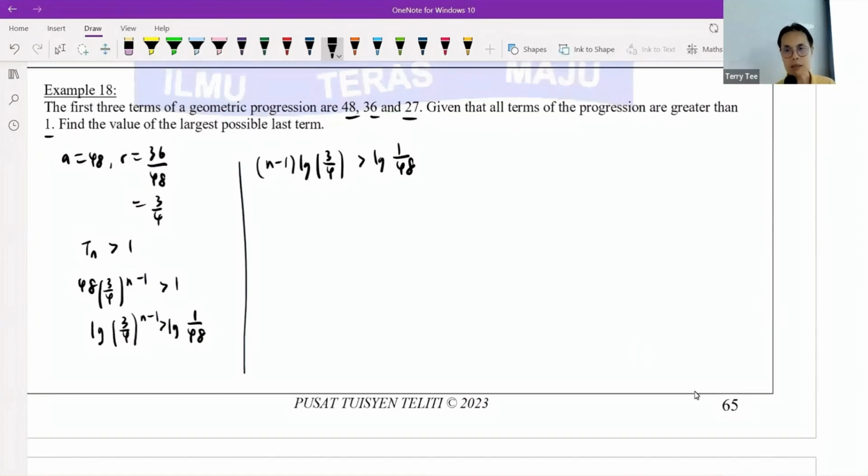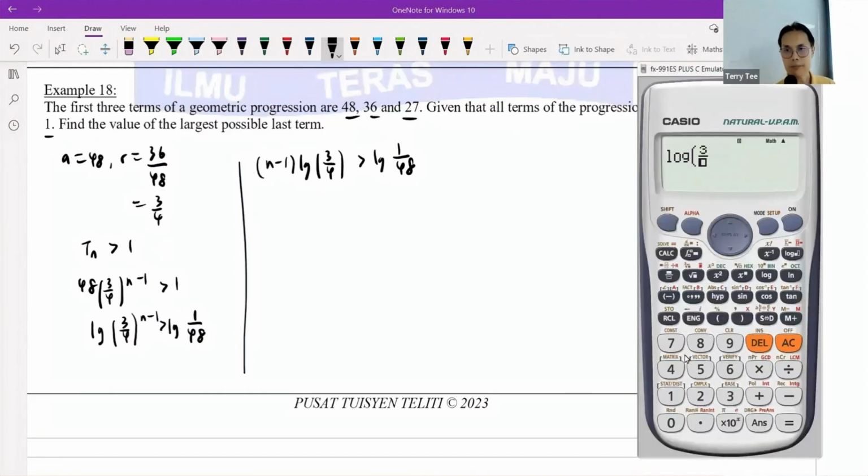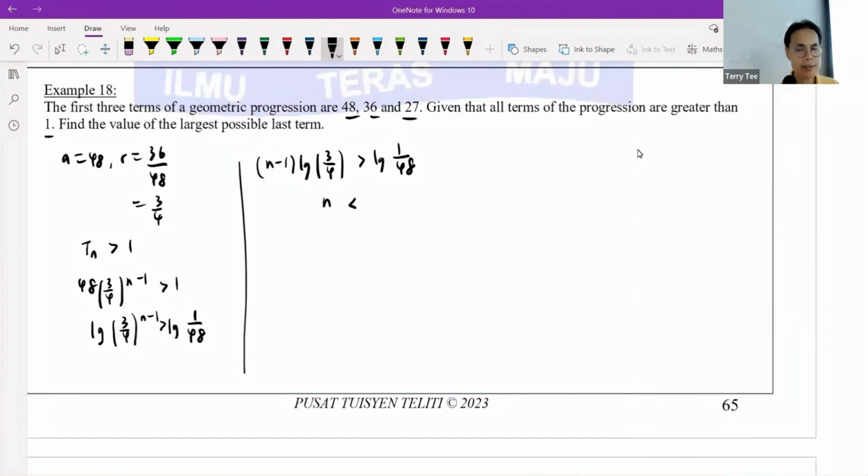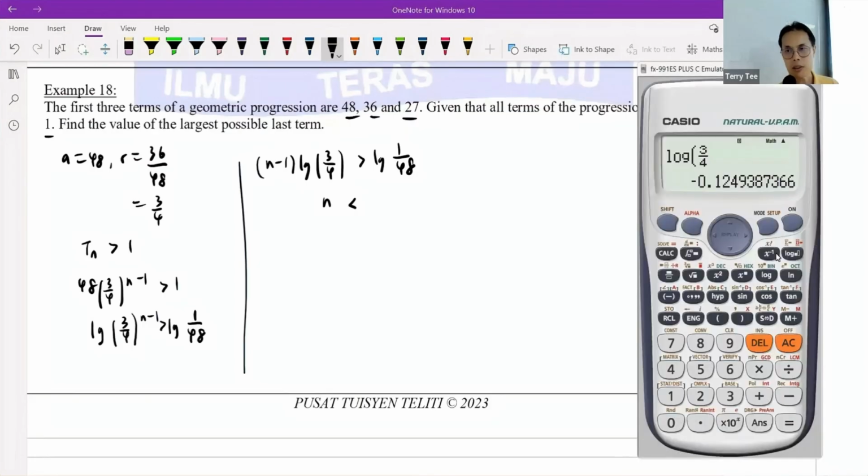So let's calculate. Log of 3 over 4 is negative, right? So what happens when you divide with a negative? The symbol has to change. So this is actually, let me type this again: log of 1 over 48 divided by log of 3 over 4. Everybody, what do you get?